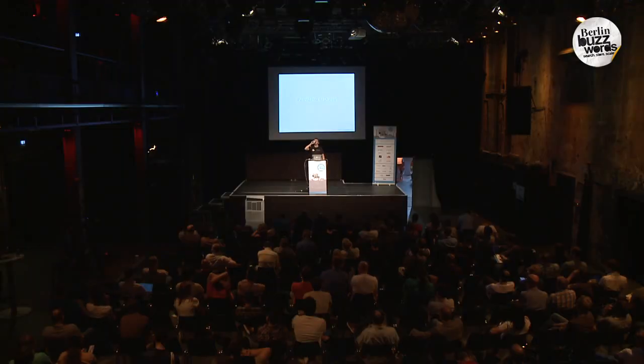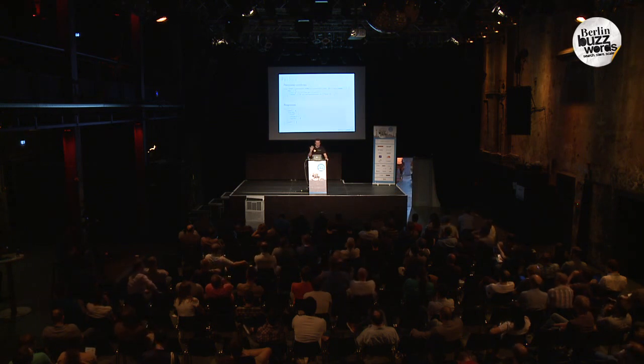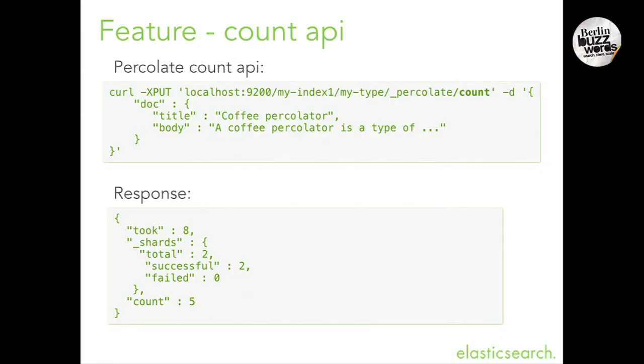Okay, let's talk about the percolator features. On top of the percolator API, there's also a specific API used for counting. It's called the percolator count API. The difference is that instead of _percolator, you do _percolator/count. It will just tell you how many percolator queries have matched. In case you only care about that, obviously use this API. It will prevent doing things you don't need to in the end.